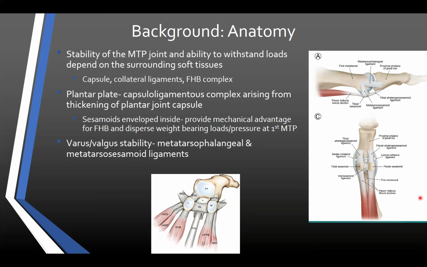Varus valgus stability to the joint is given by the collateral ligaments, which comprise the metatarsophalangeal ligaments and some contributions from the metatarsosesamoid ligaments that are on the medial and lateral aspect of the joint. Finally, the FHL doesn't really provide a lot of stability, as we can see on this diagram. It's sitting at the most plantar surface, plantar to the plantar plate itself. So while it's there, it doesn't confer a lot of functional stability to the joint itself.